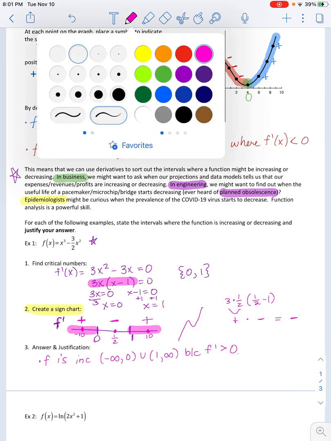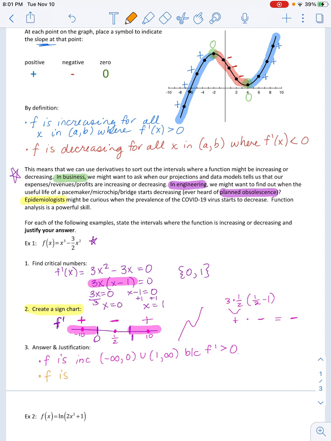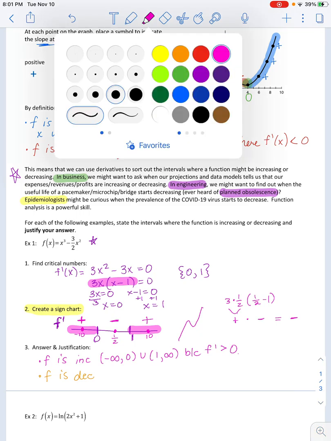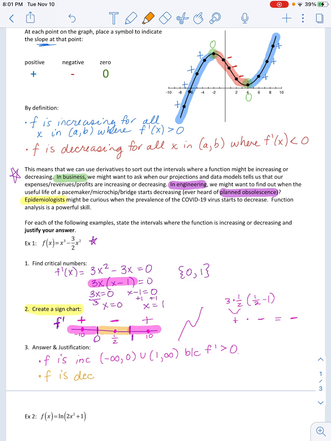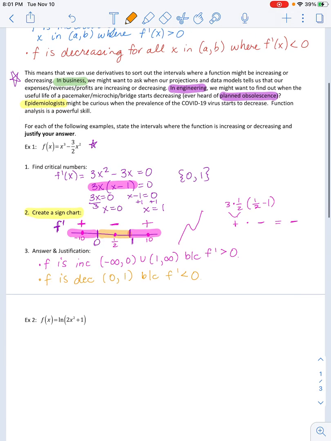Okay, then I'm also going to say, let's go orange here, f is decreasing, and it's okay to use DEC on the interval, right? That one in the middle there, from 0 to 1. And then I have to say, the reason I know that is because f prime is negative. So that means, hearkening back to the beginning, that in that entire interval, I'd have a bunch of red minuses at every point. Okay. Now, polynomials are usually pretty easy, like this case here, to do.